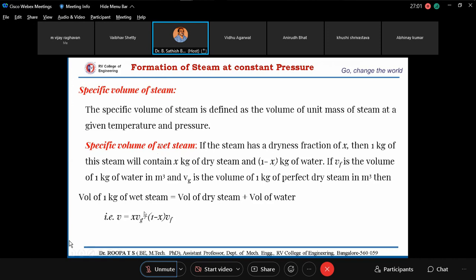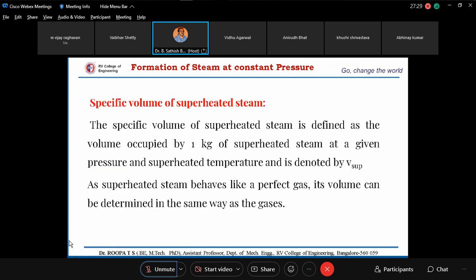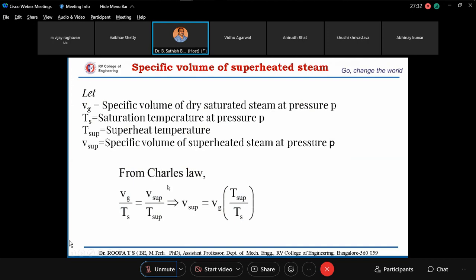Okay. So here, if the steam is wet, like a two-phase mixture, then we take the dryness fraction into account. So X into Vg gives me the volume of the wet steam. If it is completely dry, then it will be equal to Vg. If there is wetness in that, then X has to be taken into consideration. If it is superheated, then we go by Charles law. From Charles law, we have Vg by Ts is equal to V superheated by T superheated. So from this expression, we can derive V superheated.